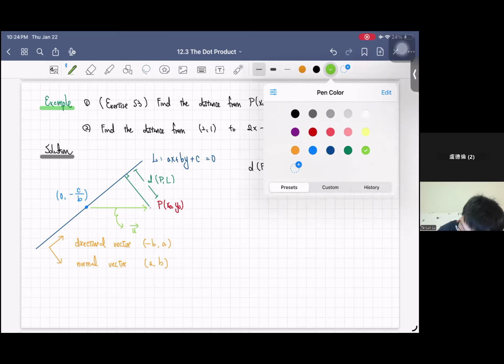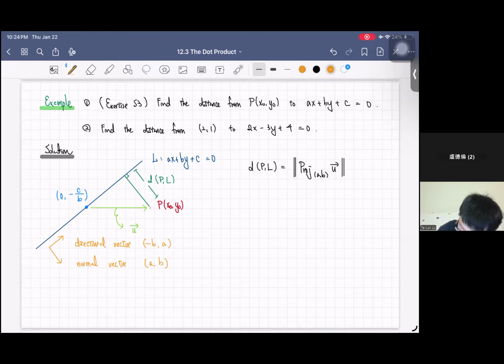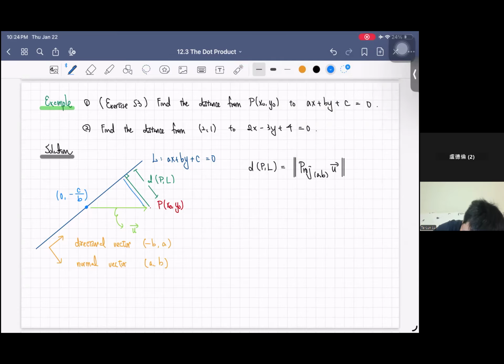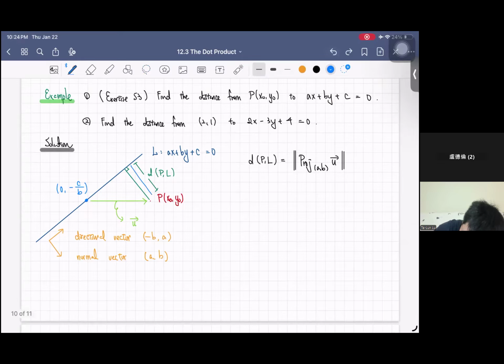Let me use this color. Okay, there's too many things going on here. This thing will be the projection of AB. Actually, it is not clear whether it is this way or this way. It depends on how your AB is, so let me write plus minus. It might be this way. But anyway, the only thing we care about is the length.